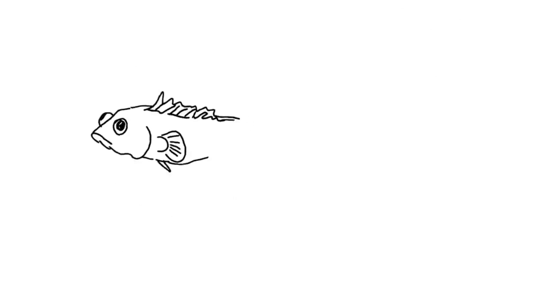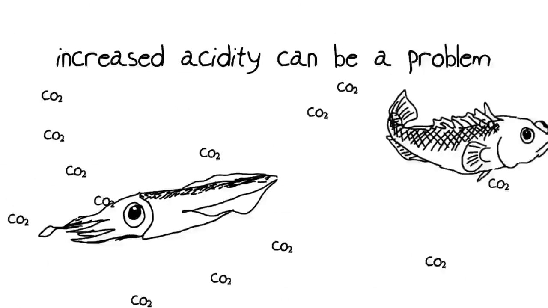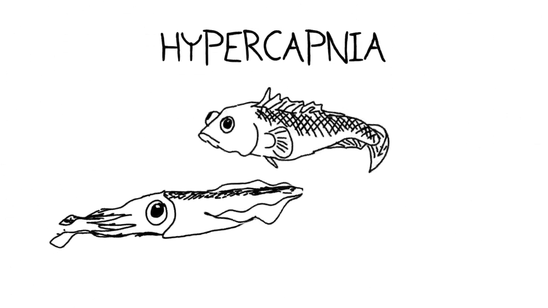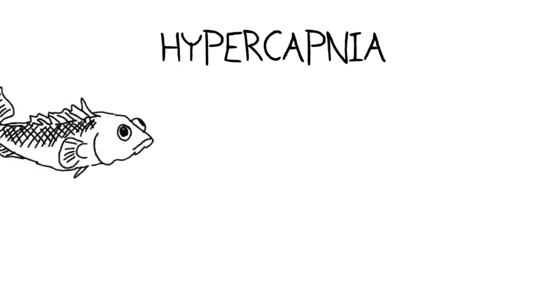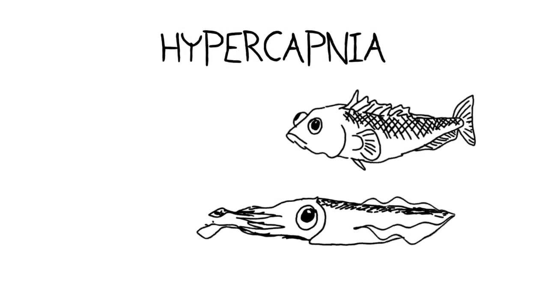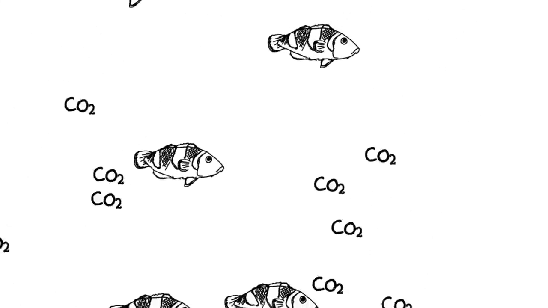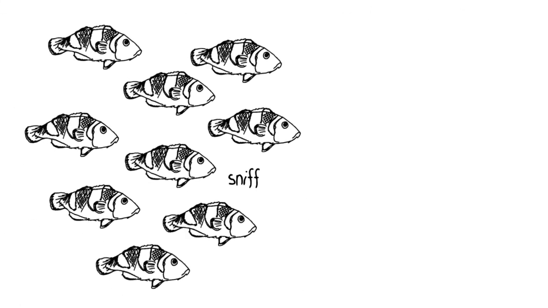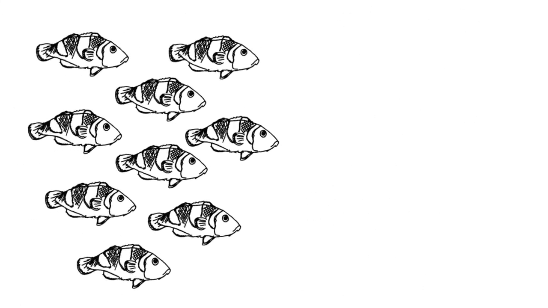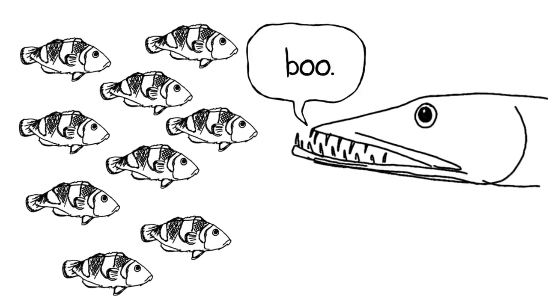Even for organisms that don't have calcium carbonate skeletons and shells, increased acidity can be a problem. Hypercapnia, which is an actual excess of CO2 in the body fluids of organisms, can happen in things like fish or squid and mess with their immune responses. Excess CO2 can even make it difficult for baby clownfish to distinguish among the odors of friends and foes and interfere with sensory mechanisms, or even the ability to hear predators coming.